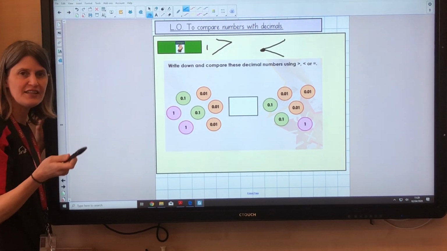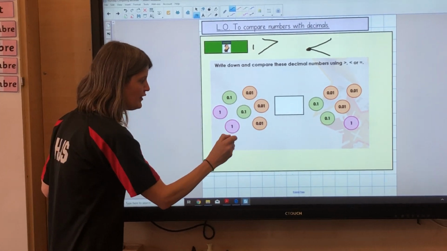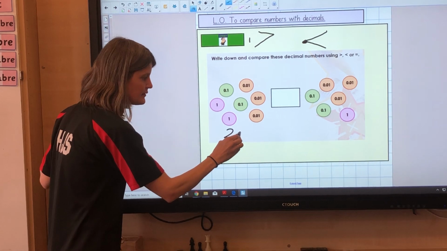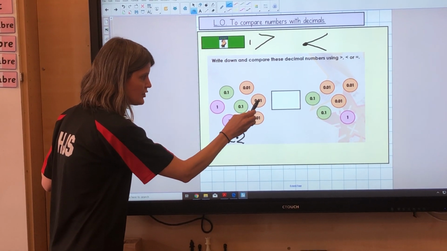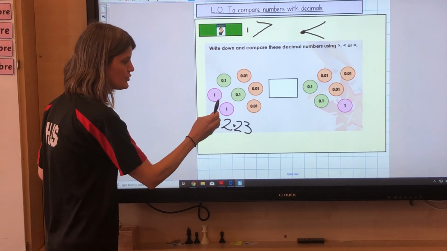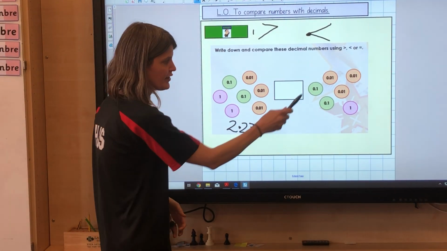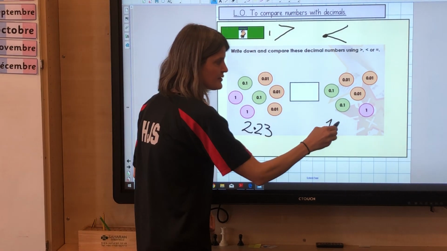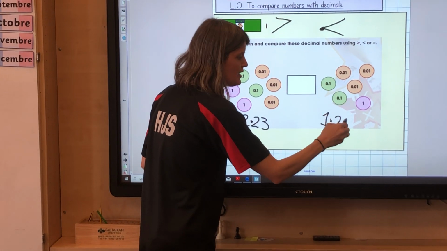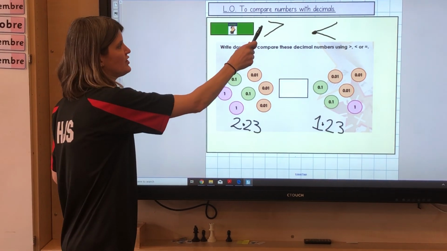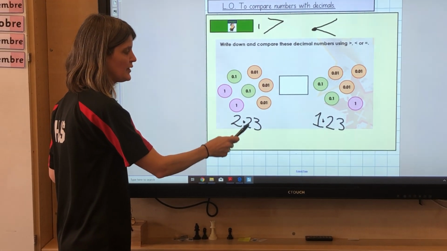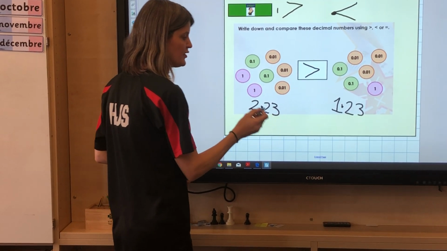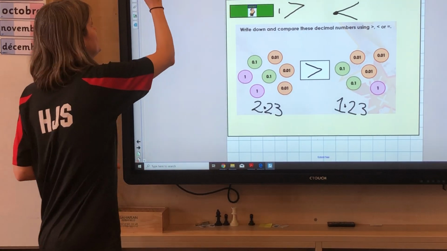So the first thing we need to do is actually identify what number is shown. I've got 2 ones, then I write in my decimal point. I've got 2 tenths, and I've got 1, 2, 3 hundredths, giving me 2.23. On this side, I've got 1 one, I put my decimal point in, 2 tenths, and 1, 2, 3 hundredths. So now I need to decide which symbol I need to use. 2.23 is bigger than 1.23, so I go with the bigger than symbol. 2.23 is greater than 1.23.